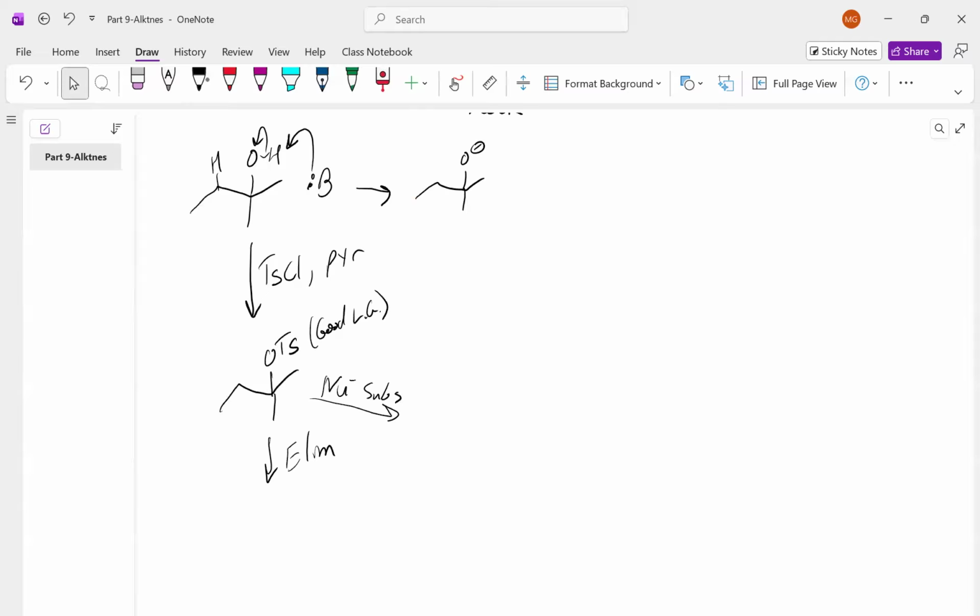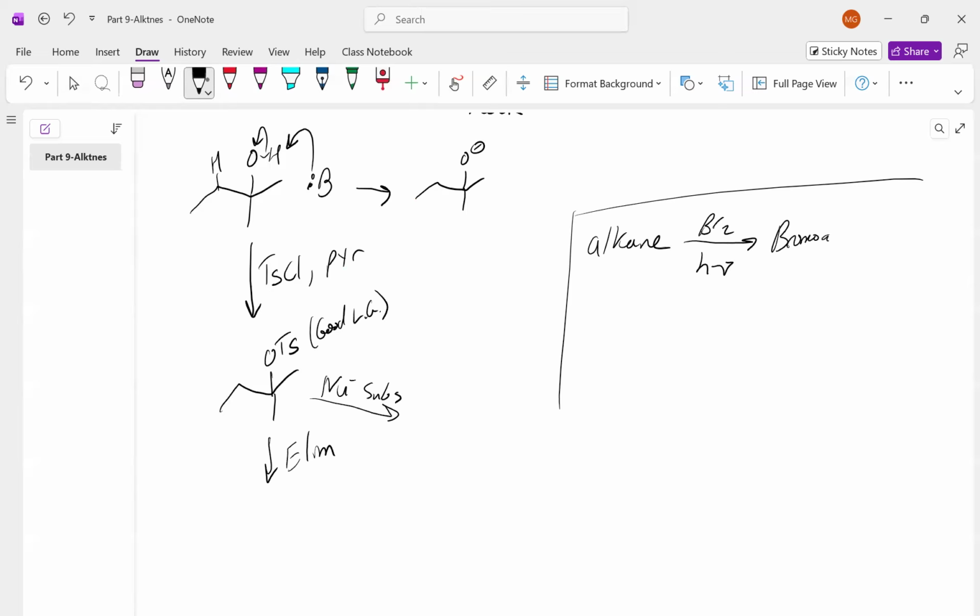And then I mentioned this before, but just kind of on the side here. If your synthesis has you start with an alkane, the only thing you can do with that alkane is a radical halogenation. And I always pick bromine. Bromine's just better. It's more selective than chlorine. And I talked about why we don't use fluorine and iodine a couple units ago.